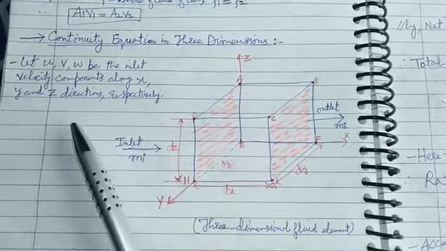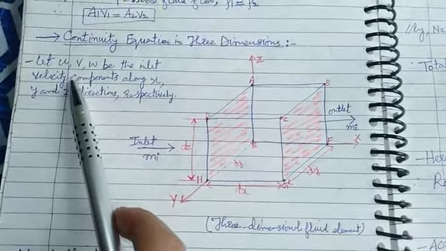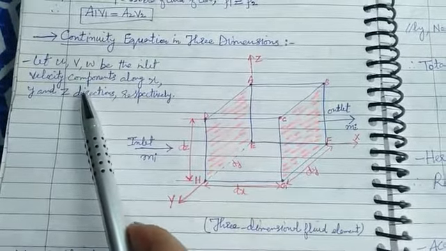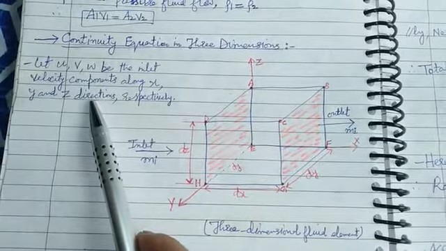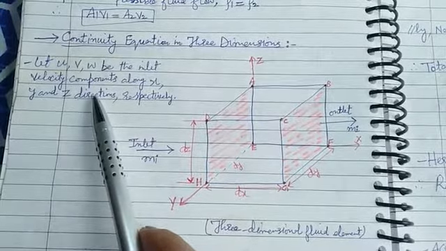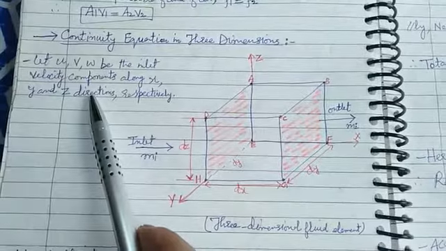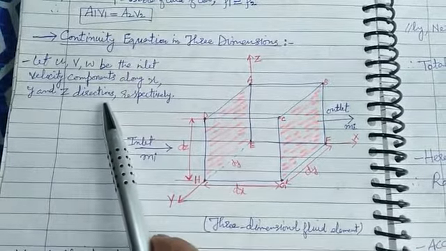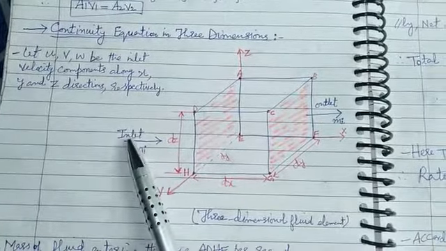So let u, v, and w represent the velocity of the fluid in this fluid element along the three respective coordinate directions. U represents the velocity along the x-axis, v represents the velocity of the fluid element along the y-axis, and w represents the velocity of the fluid along the z-axis respectively. Okay. After that, what do we have to do?